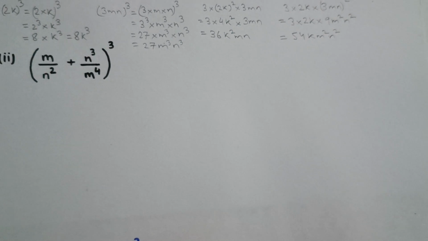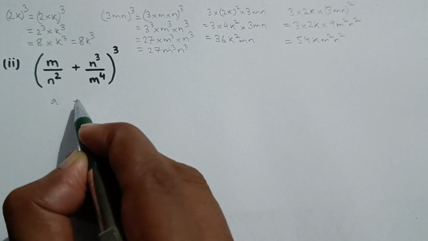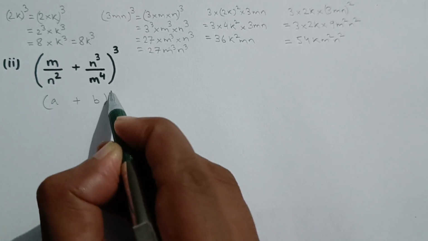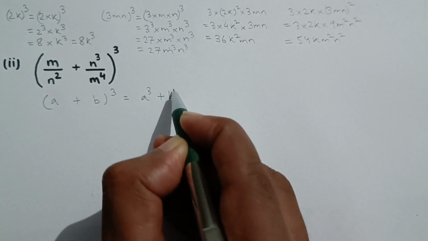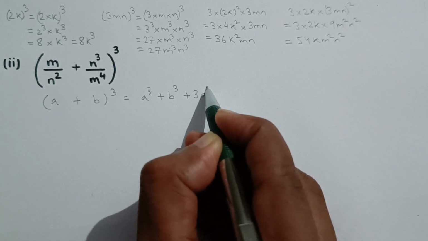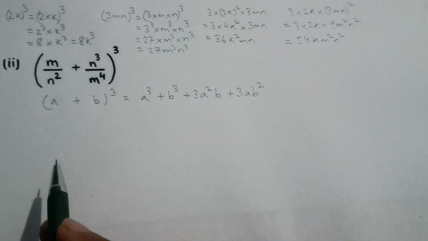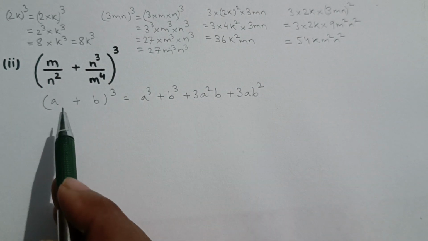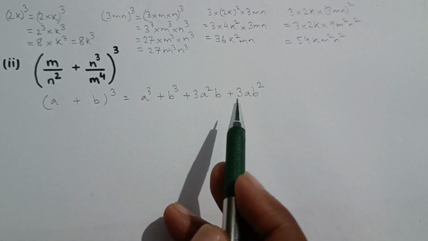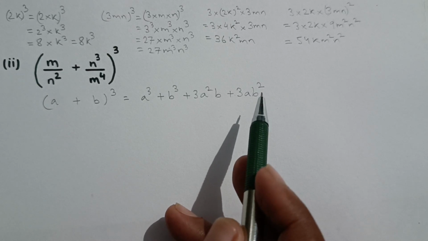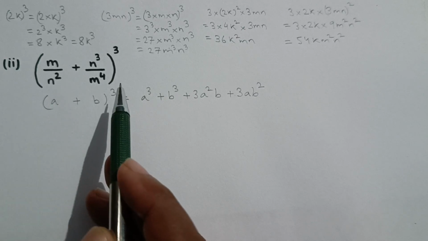Now, I know the algebraic identity a plus b whole cube is equal to a cube plus b cube plus 3a square b plus 3ab square. This algebraic identity is known to me. So I will use this algebraic identity to solve this given expression.